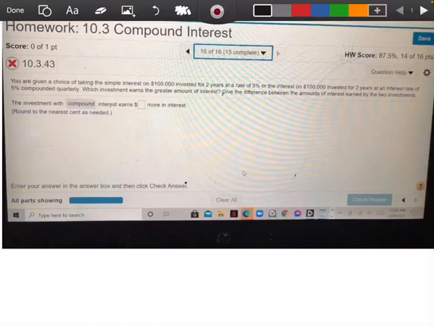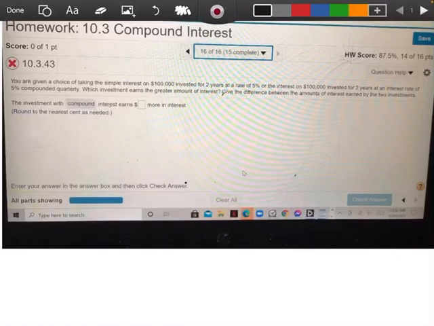All right, so guys, this is number 16 out of 10.3. And so the problem here says you're given a choice of taking the simple interest on $100,000 invested for 2 years at a rate of 5%, or the interest on $100,000 invested for 2 years at an interest rate of 5%, but it's being compounded quarterly. And it says which investment earns the greater amount of interest, and then give the difference between the amounts of interest earned by the two investments.